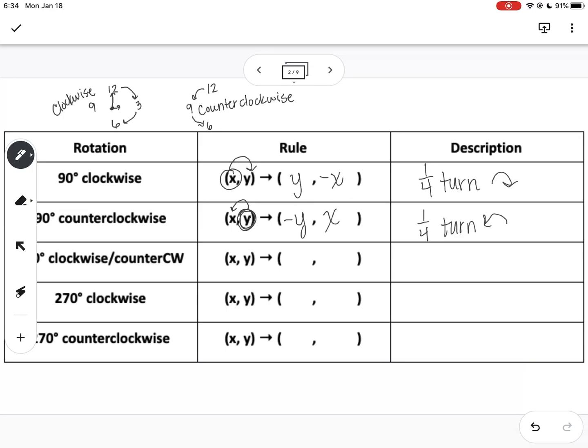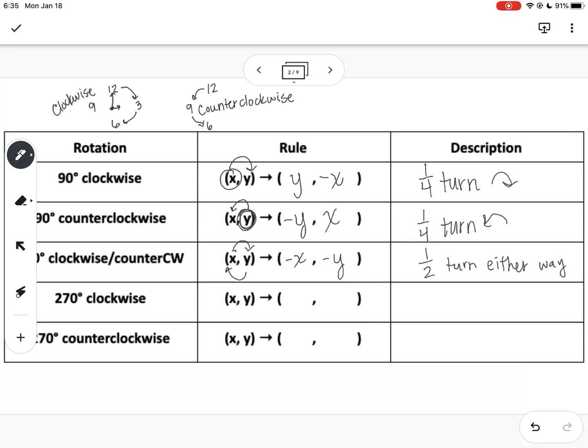A 180-degree clockwise rotation is going to do both things. It's going to move both of these twice, so it's going to change the signs, but not the locations. If you're in the coordinate plane, it would move you from quadrant 1 to quadrant 3. It would go halfway around the center point. So this is a half turn in either direction. It doesn't matter if you go clockwise or counterclockwise on a 180-degree rotation, because it's halfway. You're going to get to the same place no matter what.